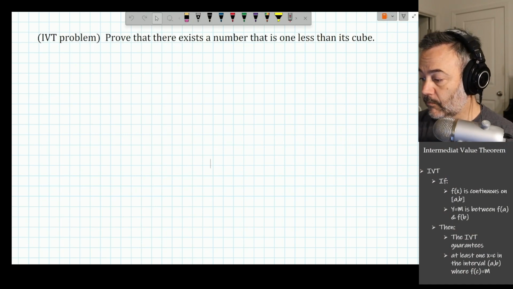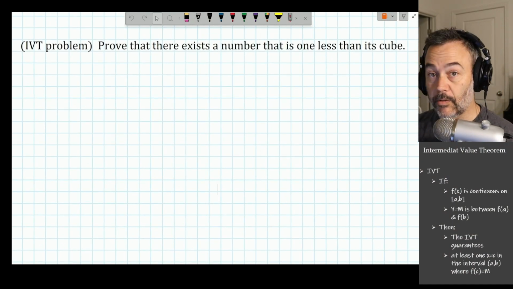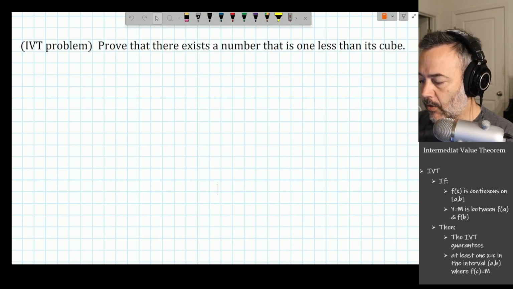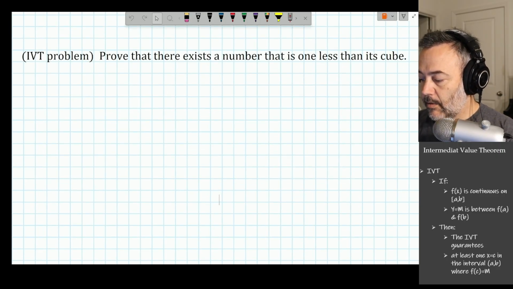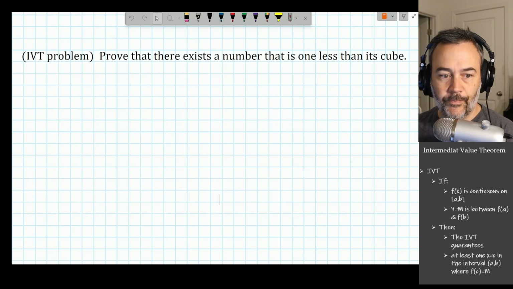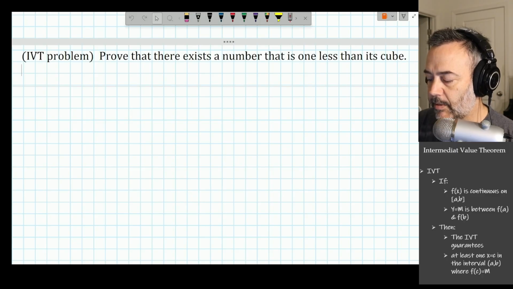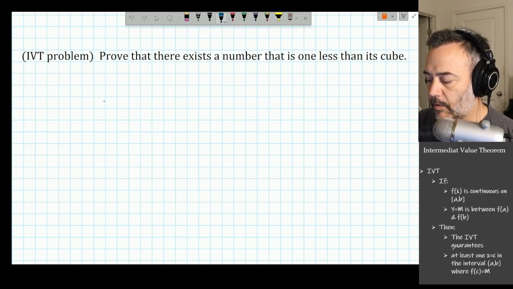Okay. Really quick example. You may have seen this in the homework, or it might have been slightly different. I went from memory, but this is the one I want to do. Prove that there exists a number that is 1 less than its cube. First, let's write an equation that relates this. Let x be the number.